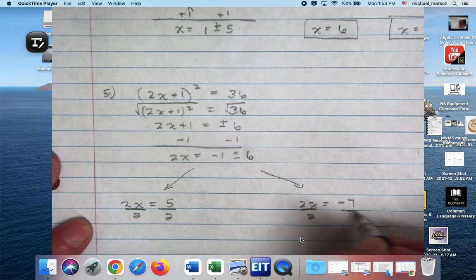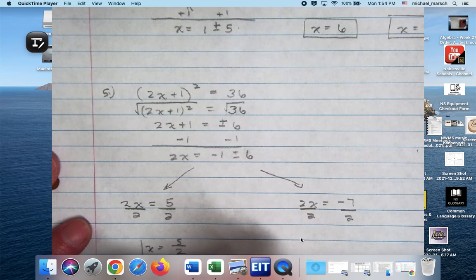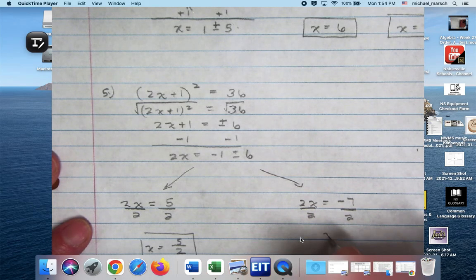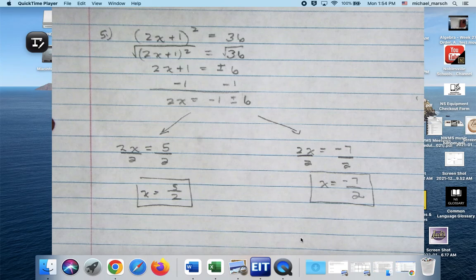Divide by 2 all the way across. So x equals 5 over 2. X equals negative 7 over 2. So that just means that my x-intercepts are negative 3.5 and positive 2.5 on the x-axis.